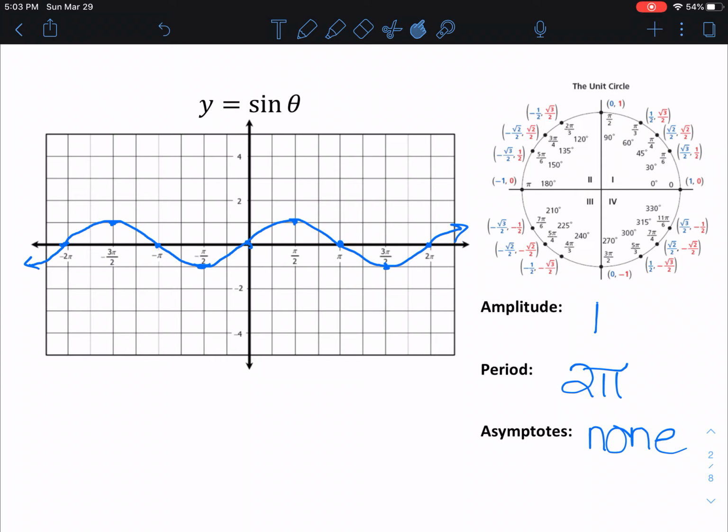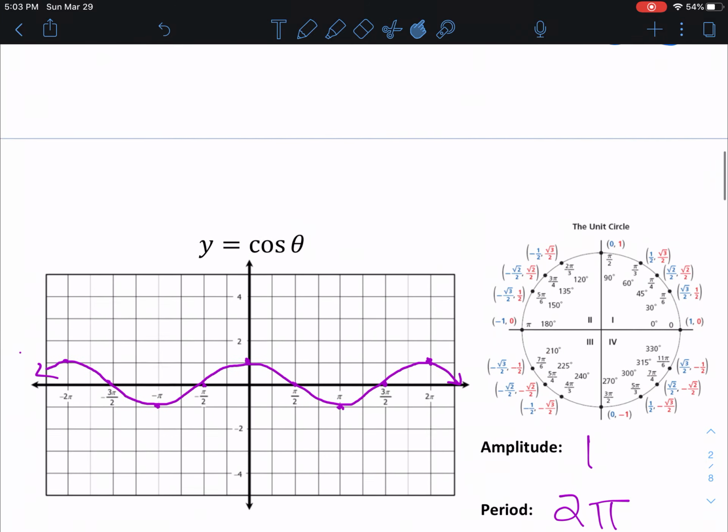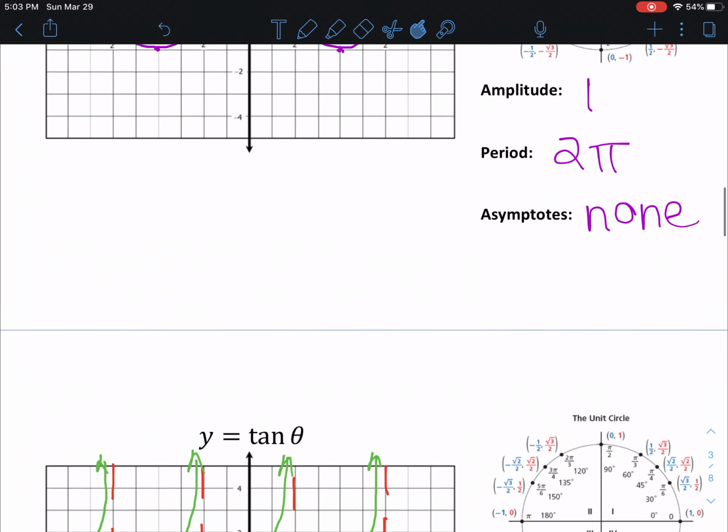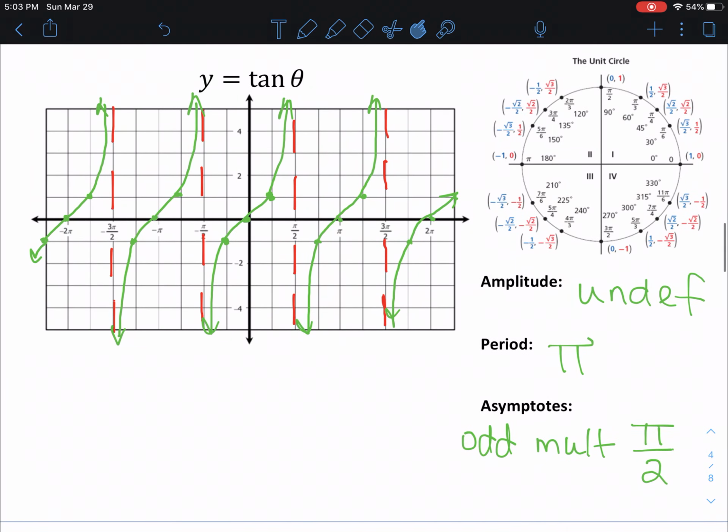So sine, again, kind of the key thing you might need to remember here is that it starts at 0, the period is 2 pi, and amplitude is 1. Cosine starts at 1, period is also 2 pi, and the amplitude is also 1. Tangent, amplitude is undefined, the period is pi, and there are asymptotes at odd multiples of pi over 2.